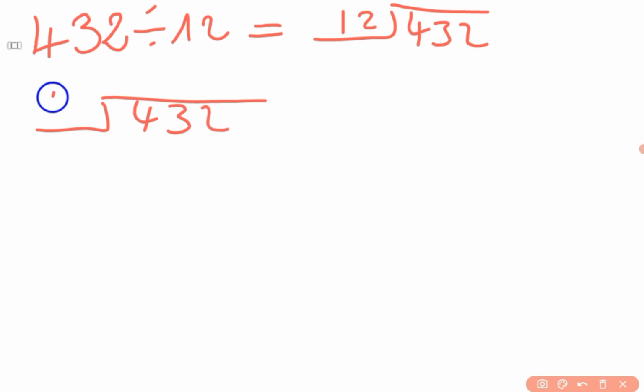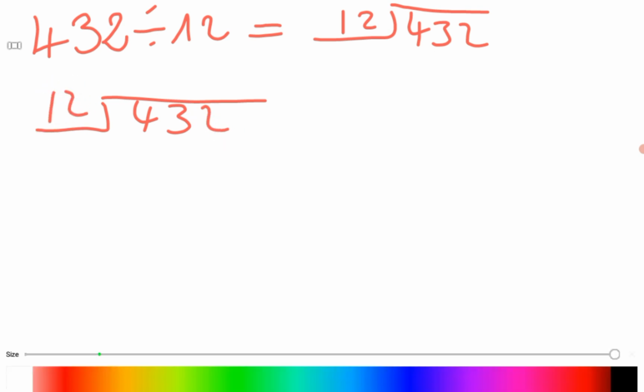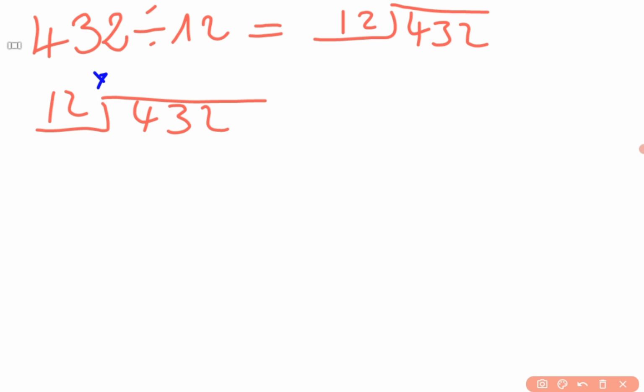So now it simply means what we have is 432 divided by 12. Now the first thing in long division is you will put a times sign here. There is a reason for that: the reason why you put times is not to be confused, so that your work should be very clear. All right, so now work begins.